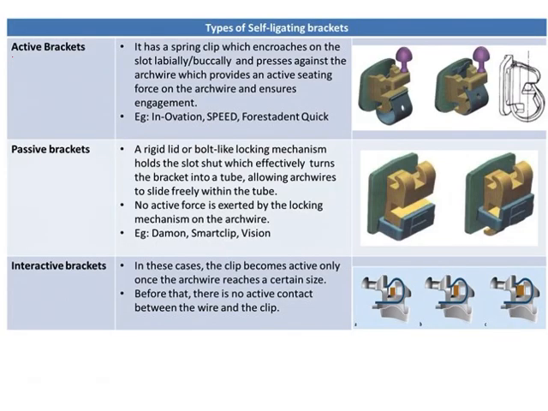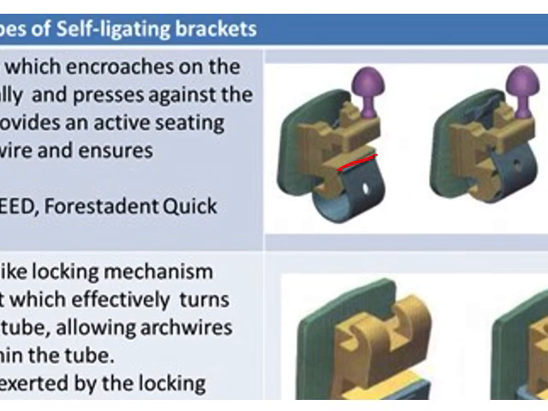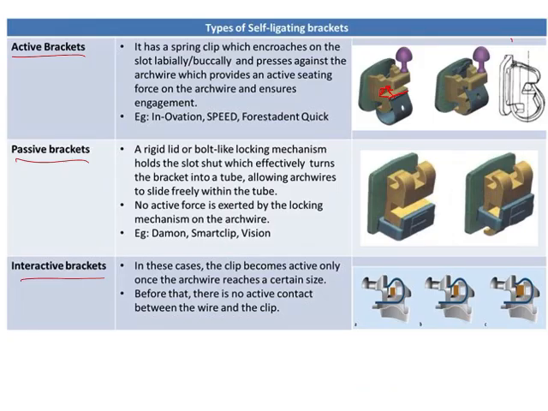So there are three types of self-ligating brackets: active, passive, and interactive. Active brackets are those where the spring mechanism that is present in order to ligate the wire is going to encroach into the slot space of the wire. So here you can see this is the spring mechanism, this is the slot of the wire, and this spring is going to go and fit into this space. When it goes here, it is encroaching into the space for the arch wire, so it holds the arch wire very securely against the bracket slot.